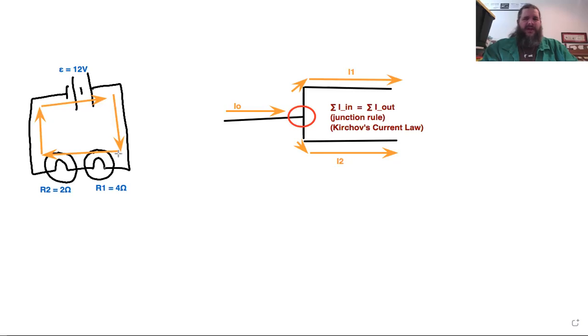Like if we just look at this corner, we can say the current flowing in must match the current flowing out, which explains why the current is the same everywhere in this loop. There's nowhere else for it to branch off to. So there's only one current we would need to solve for here. I equals, and we don't know what it is yet.